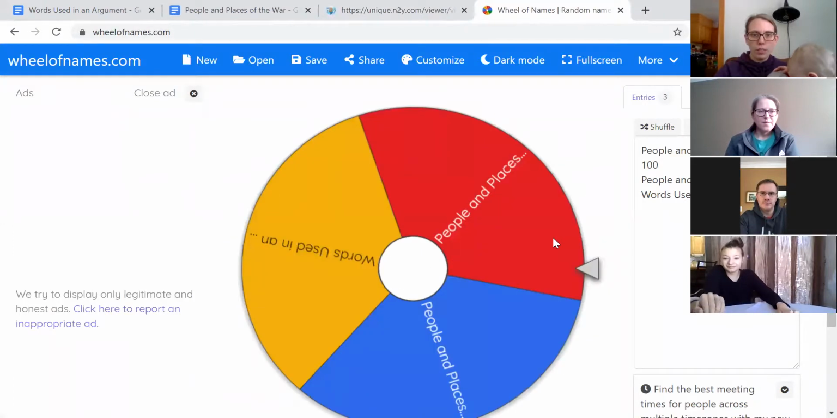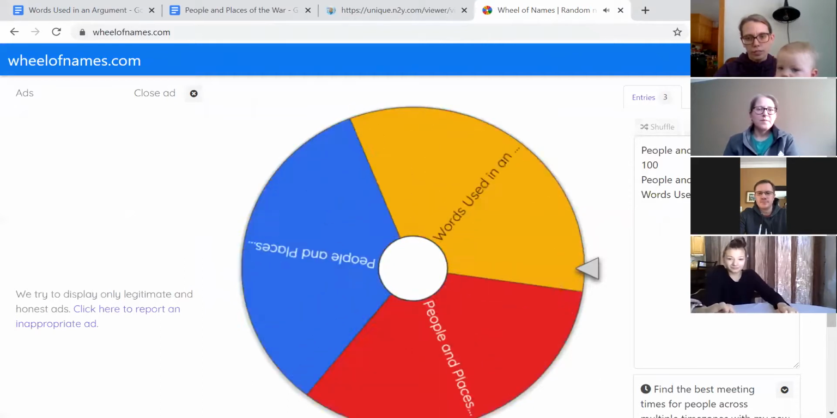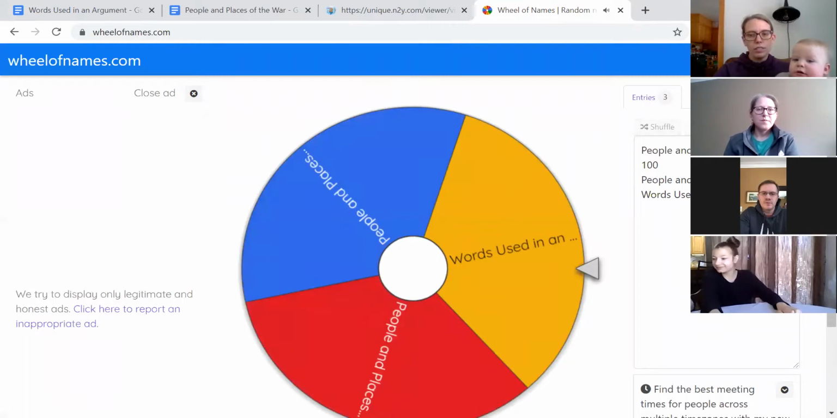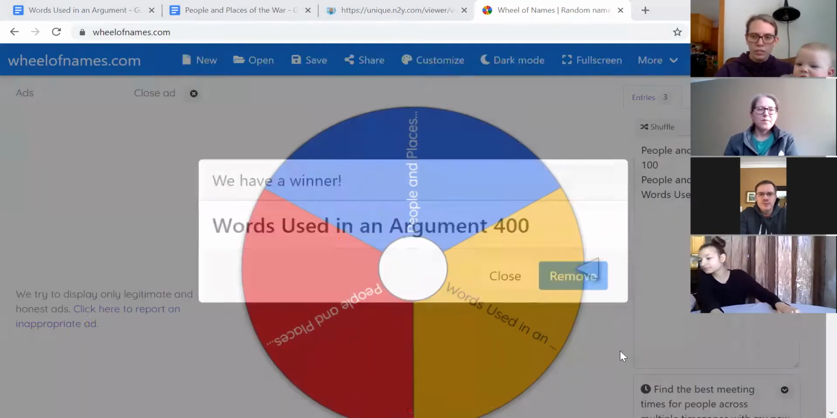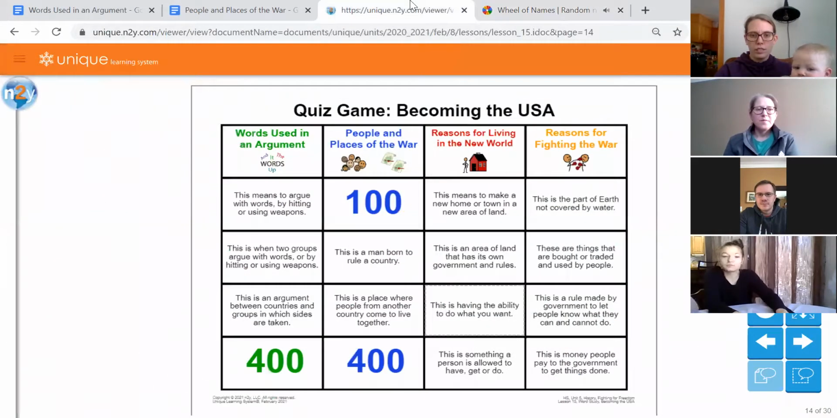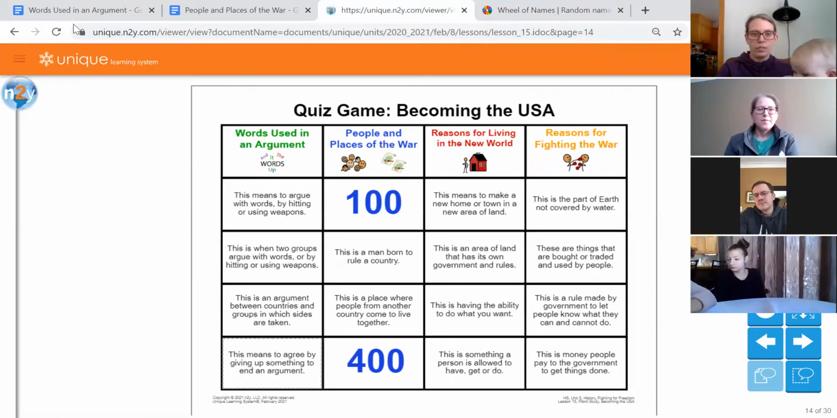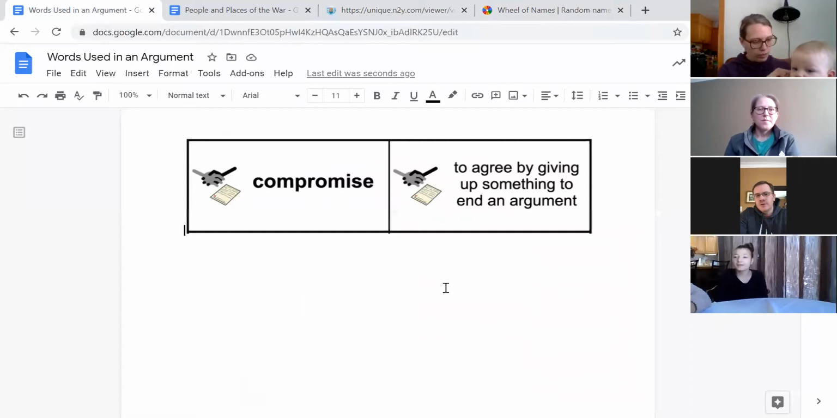Go back to our wheel here. We're narrowing it down. Three left. Words used in an argument for 400. This means to agree by giving up something to end an argument. And there's only one choice. It says compromise, and the picture is two people shaking hands. And you don't shake hands if you're fighting. So this is to end an argument or a fight, and that is our answer.